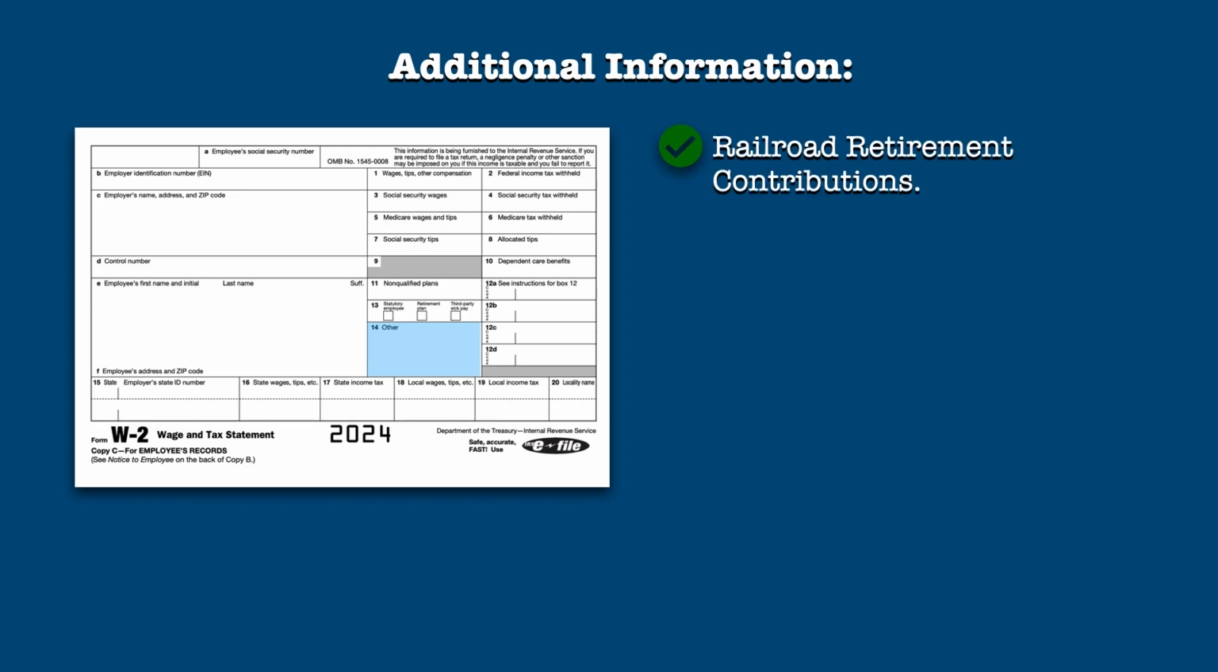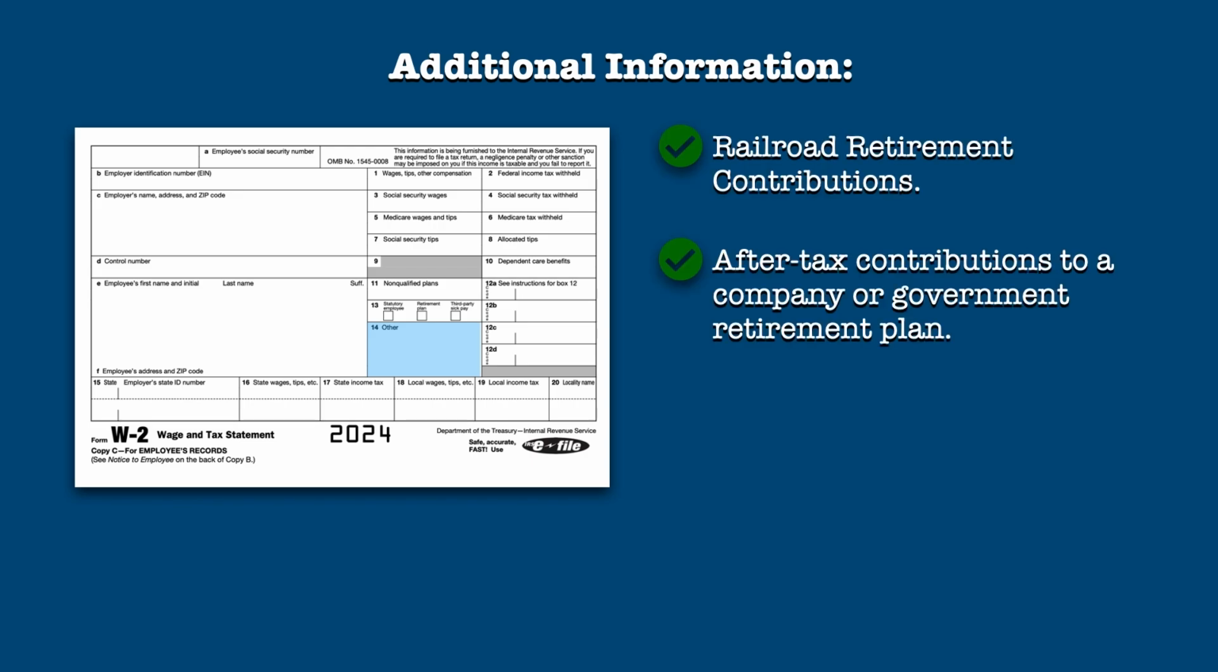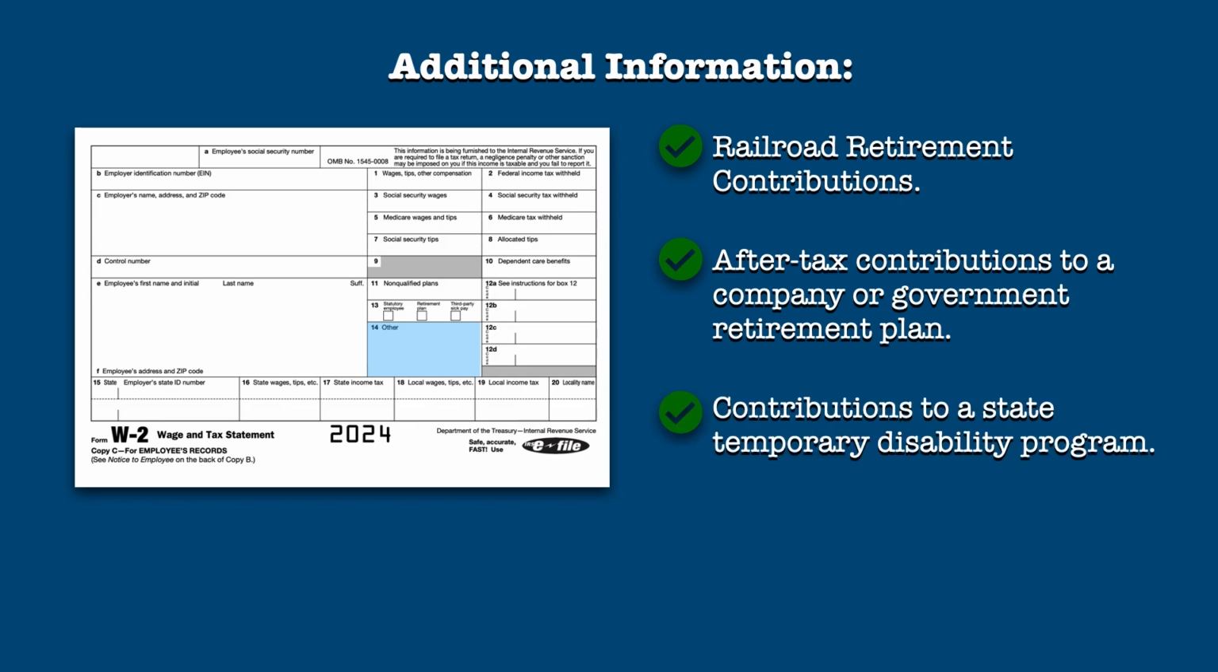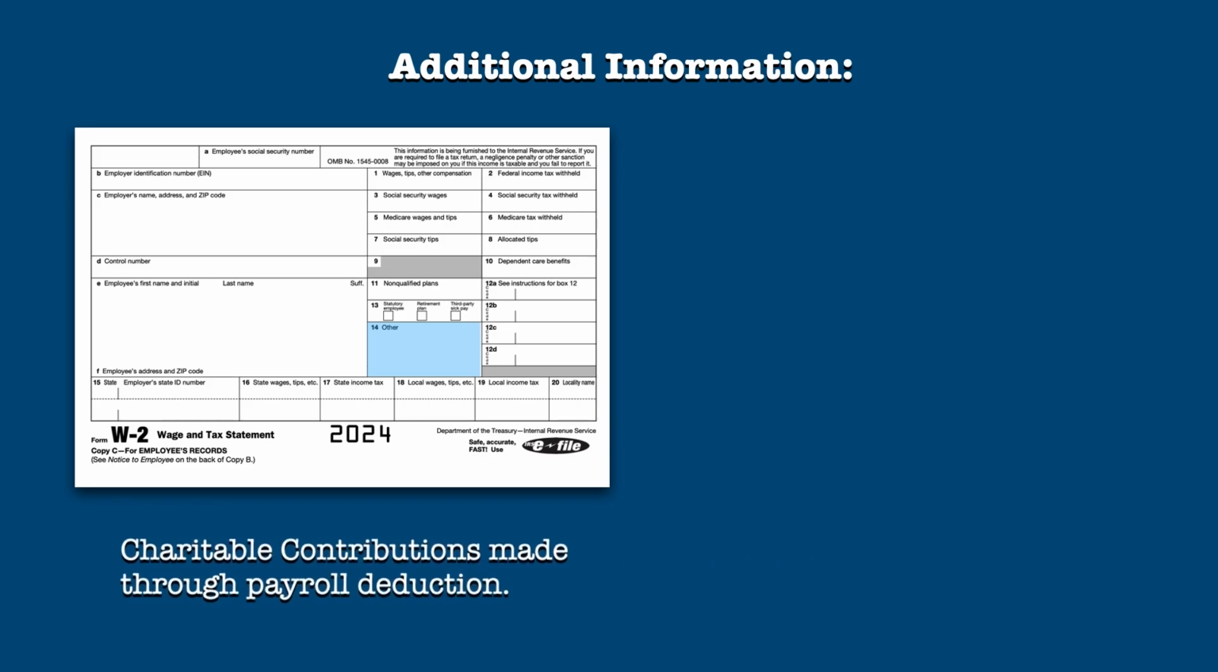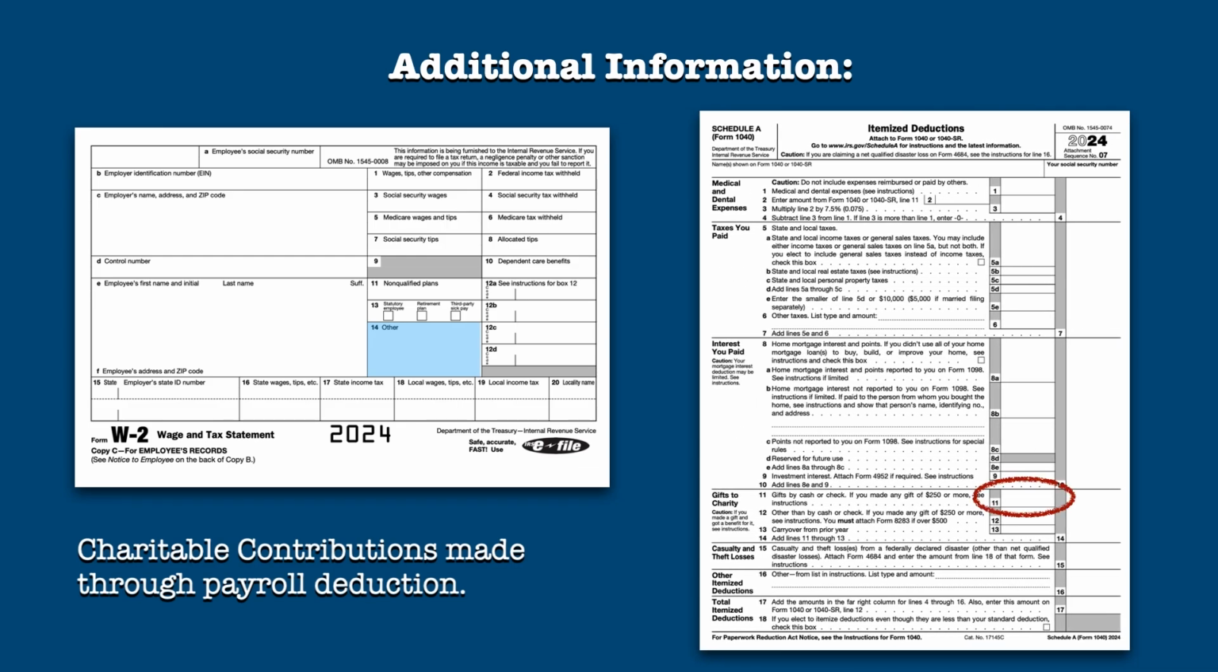Here you'll find Railroad Retirement Tier 1 and Tier 2 contributions, after-tax contributions to a company or government retirement plan, contributions to a state temporary disability program, and charitable contributions such as United Way made through payroll deduction. If you contribute to a charity through payroll deduction, the amount can be added to any cash charitable contributions you are claiming on Schedule A if you are otherwise able to itemize deductions.